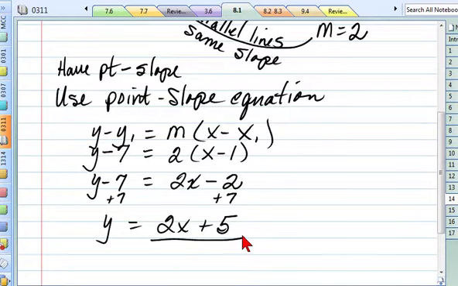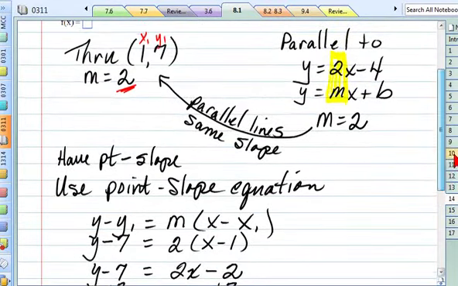The first part of the problem involved me coming up with the slope. It was not a calculation, it was an identification. I looked over here and said, oh, my line is parallel to this line. I identified that they had the same slope. Slope here is 2, so my slope is 2. The second part of the problem was point slope.